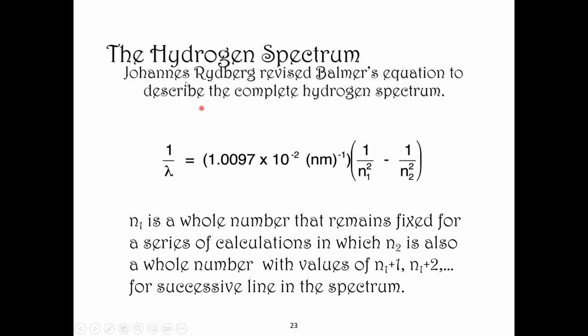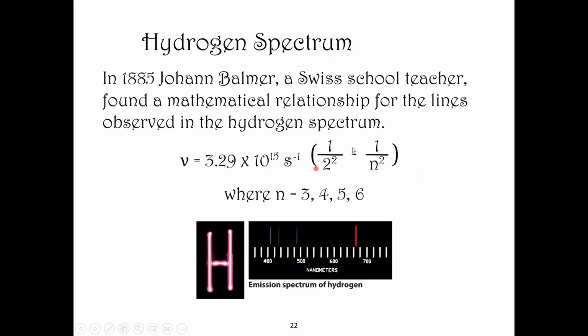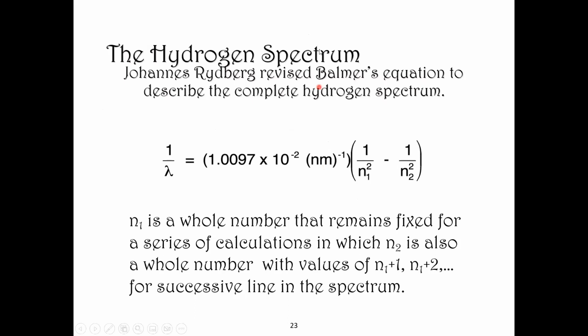And then similarly, Johannes Rydberg came along and adjusted that equation to be a little bit more inclusive of the entire hydrogen spectrum. But they're very similar. If we look at the parenthesis here, 1 over n1 squared minus 1 over n2 squared, it essentially did the same thing. It's just that in this case, n1 is always going to be equal to 2, which won't always be the case in the Rydberg equation.